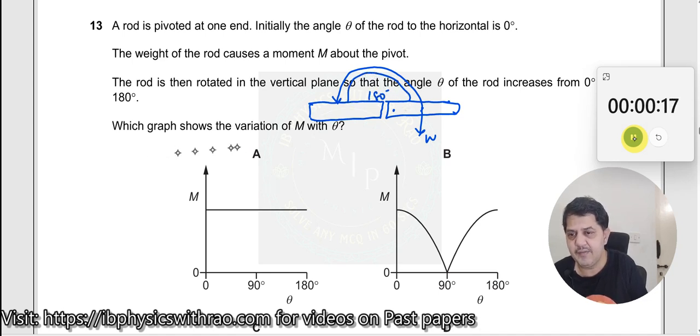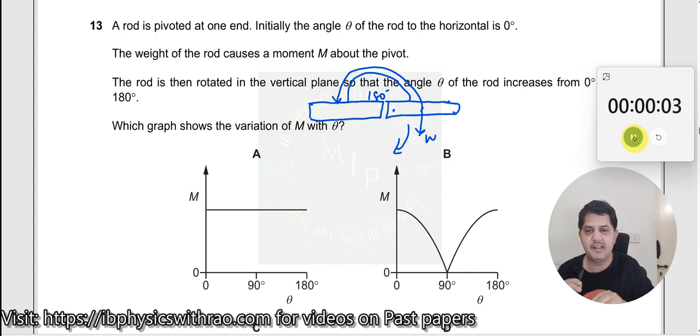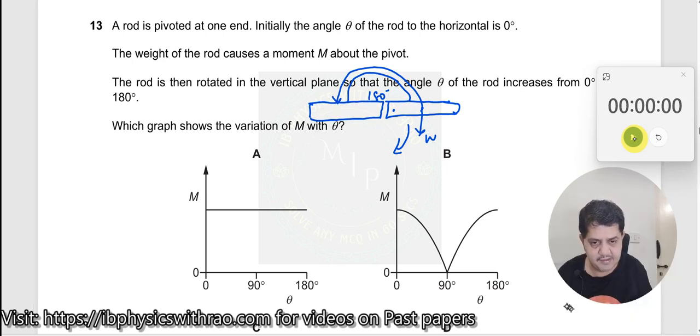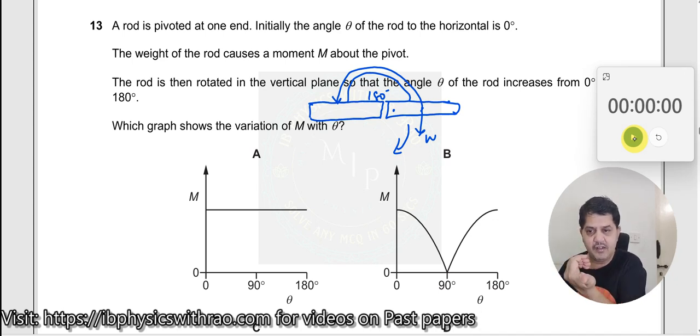The graph shows a variation. Which graph shows the variation of M with theta? Now, what happens when the weight is acting like this? Then the torque is acting like this, right? Torque will be acting like this. It's a clockwise torque, so torque is going like this.